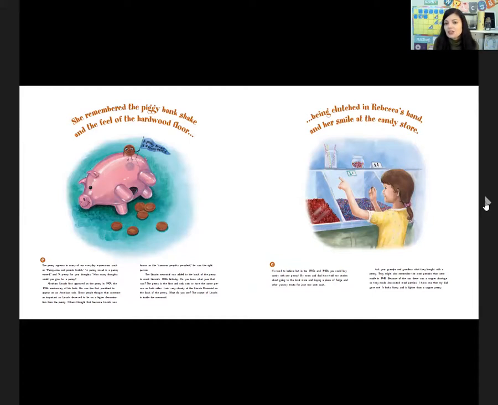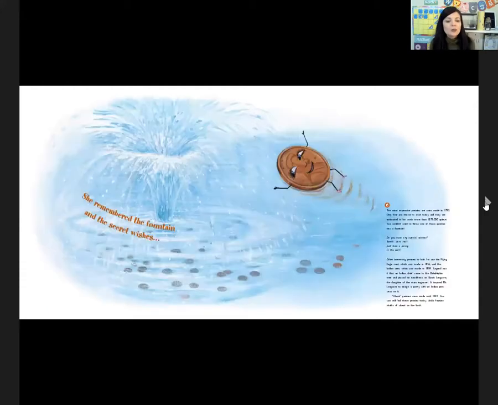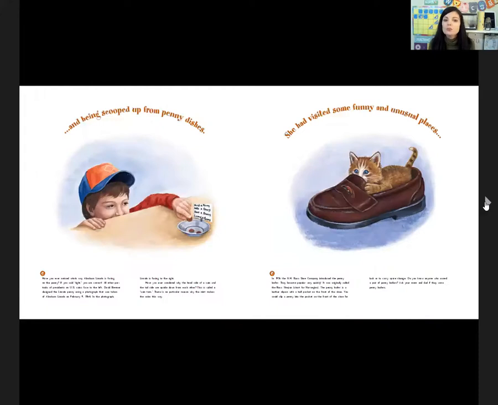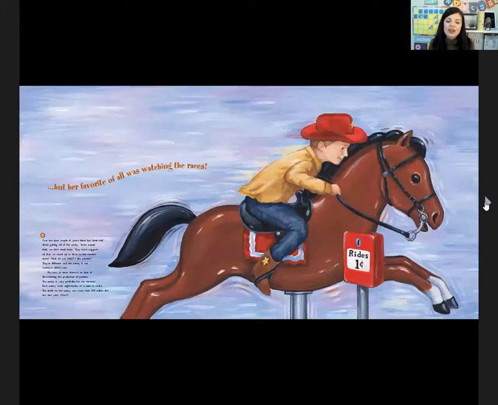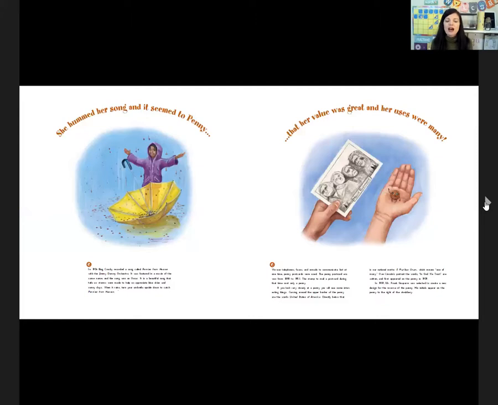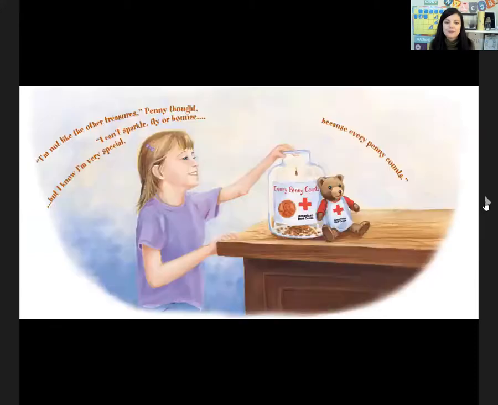She remembered being clutched in Rebecca's hand and her smile at the candy store. She remembered the fountain and the secret wishes and being scooped up from penny dishes. She had even visited some funny and unusual places, like the penny loafer shoes. But her favorite of all was watching the races, when you could have a race for 1 penny. She hummed her song, and it seemed to Penny that her value was great and her uses were many.